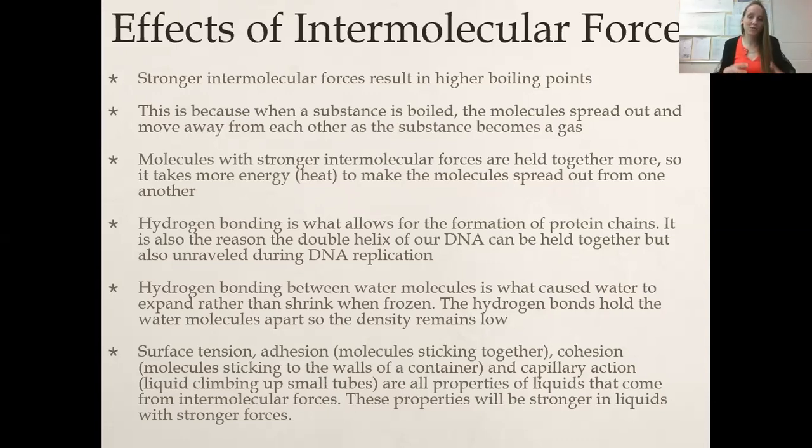Hydrogen bonding is also the reason that water expands when it freezes, because those really rigid hydrogen bonds actually hold the water molecules really far apart. Most things shrink when they get colder and expand when they heat, and water is the only thing that expands when it freezes, as well as when it heats. And that's all because of the hydrogen bonds. So that's the reason that ice floats. Without that, everything would die in a lake every winter. And then surface tension, adhesion, which is molecules, oh my gosh.